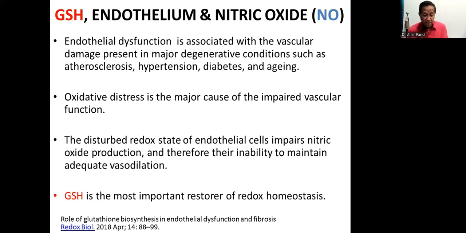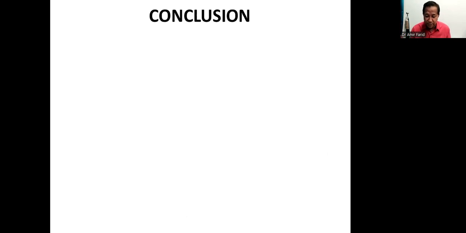It protects against oxidative stress. It protects against chronic inflammation. It fights the toxins that can cause damage to the endothelium. And of course, it restores the redox balance. Okay, so this is a short presentation. Conclusion.